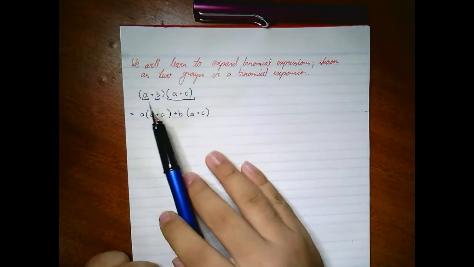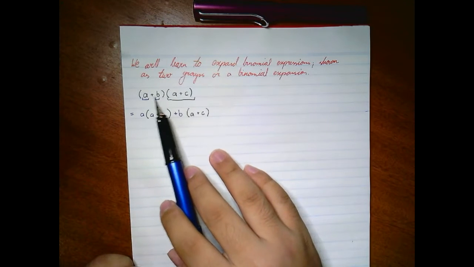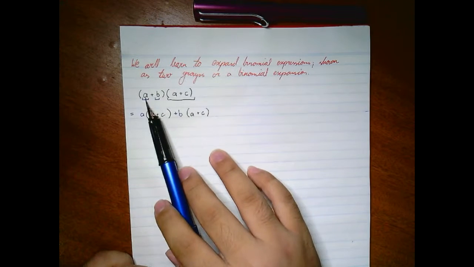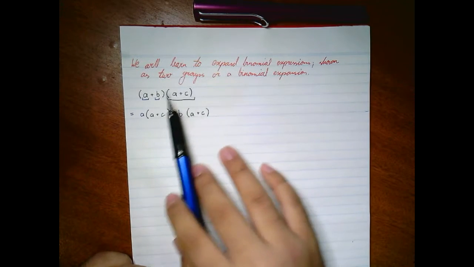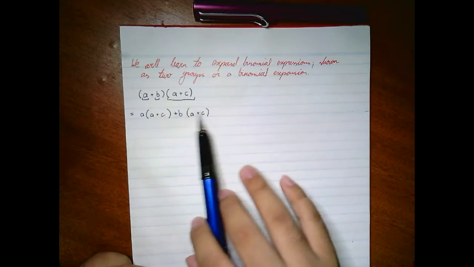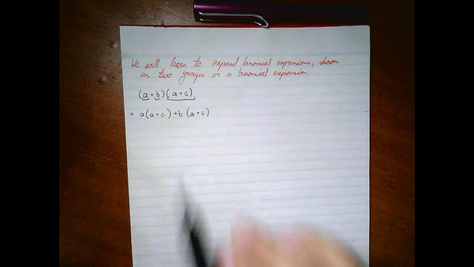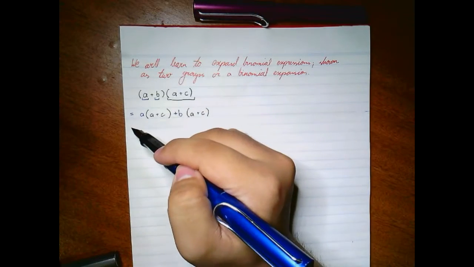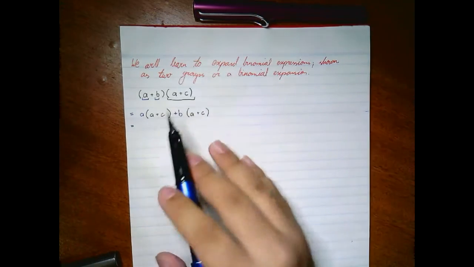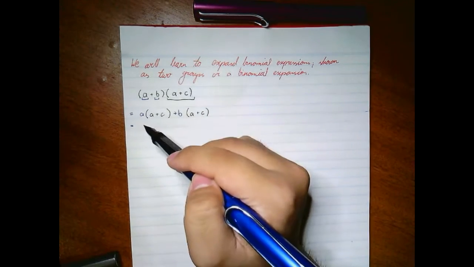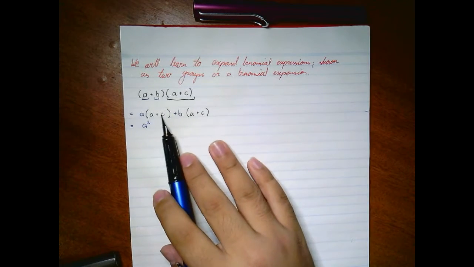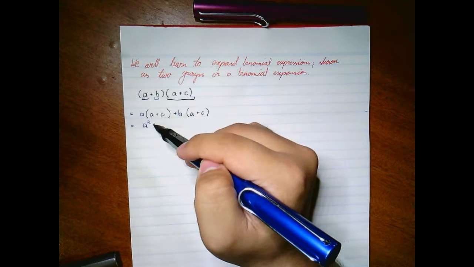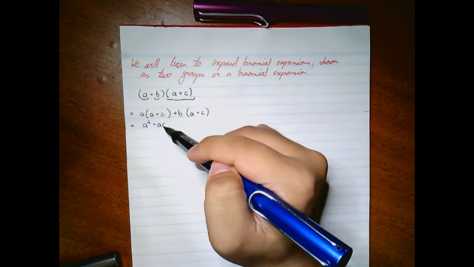So in actual fact, we just take each of these individual terms, A and B, and we repeat this second term for each of them. And then now it's just a matter of expanding each group individually. Okay, so A times A is A squared. A times C is AC.